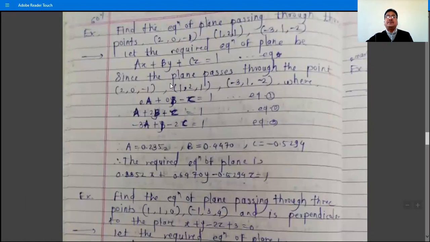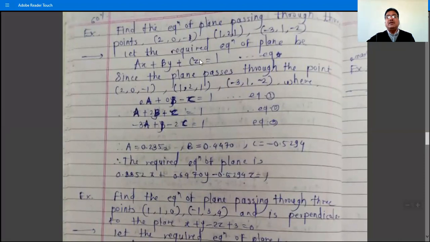Next example is: find the equation of the plane passing through 3 points: (2, 0, -1), (1, 2, 0), (1, 2, 1), and (-3, 1, -2). So let the required equation of the plane be Ax plus By plus Cz is equal to 1. In this there are three undetermined constants: A, B, C.